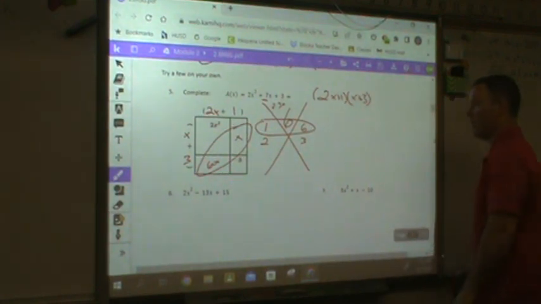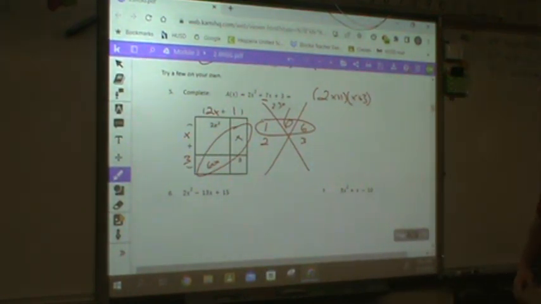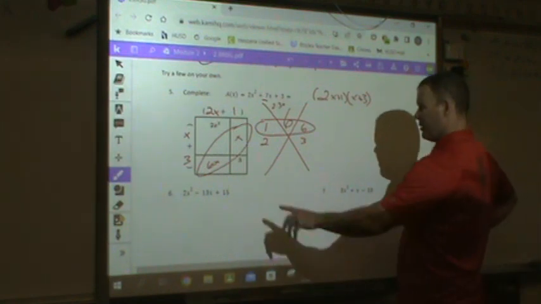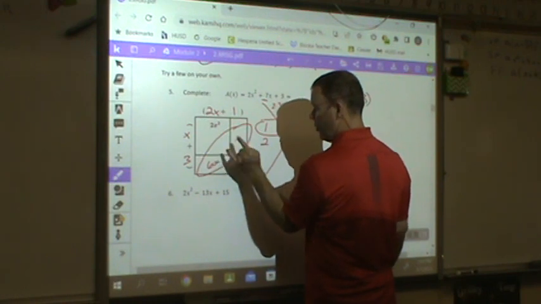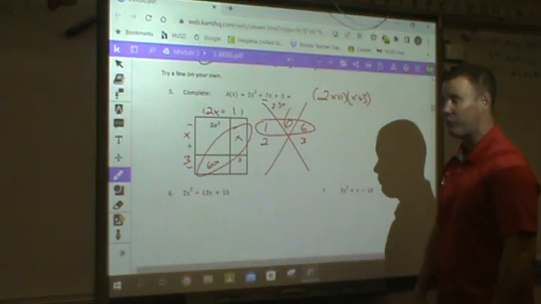Now, how do I know that? There's got to be another way I can do this. Yes, there is another way you can do this. It's called factor by grouping, because the box is kind of messed up. What if I put x down here and 6 up here? Well, then you just flip-flop them. Yeah, that's right. You just flip-flop them.